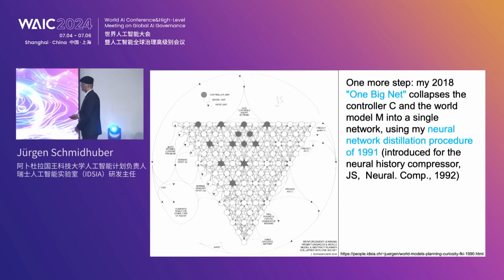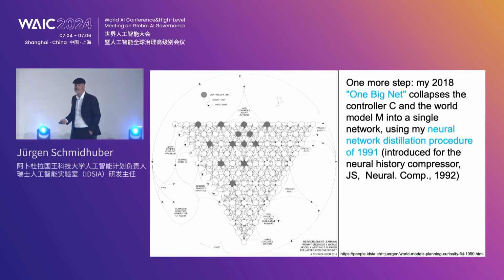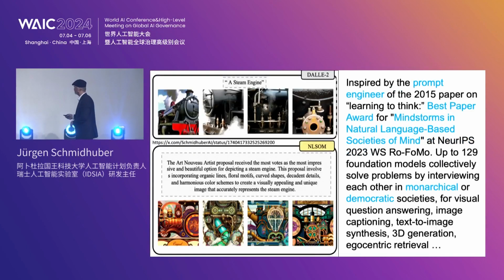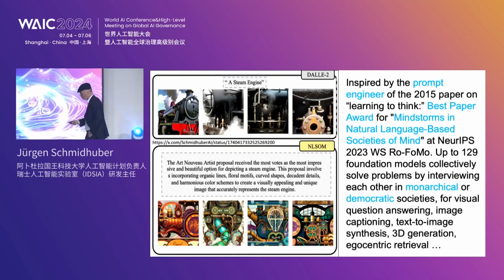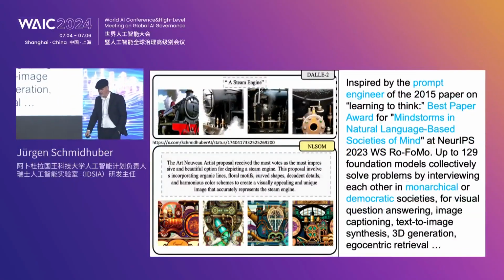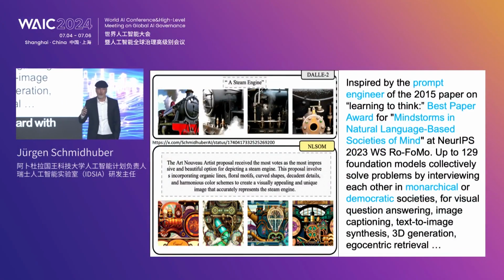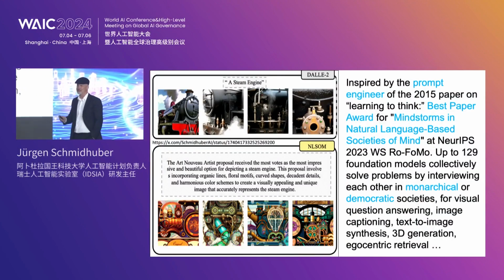So, learning to think. This is a follow-up paper where the controller and the model are collapsed into a single network using the neural network distillation procedure. Some people think neural network distillation is a recent thing. No, it also goes back to 1991 when I published that for this deep learning system that used predictive coding to facilitate deep learning. So here, this is a NeurIPS workshop Best Paper Award with a whole bunch of Chinese students at KAUST.